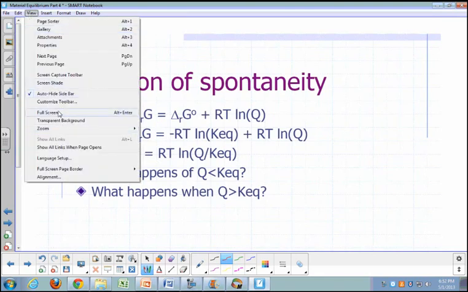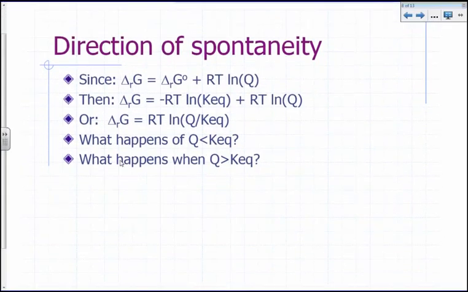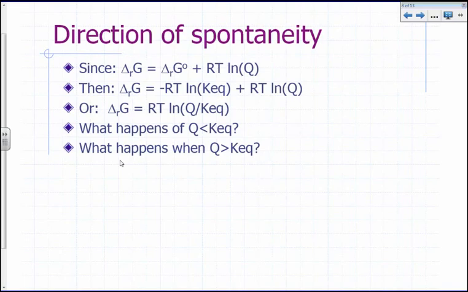Let's do full screen. All right. You can use a comparison of Q with KEQ to predict the direction of a reaction, whether it's going to go forward or reverse. All right. So again, let's start with delta G equals delta G naught plus RT ln Q. Since we've already identified delta G naught as negative RT times ln KEQ, we can replace that.